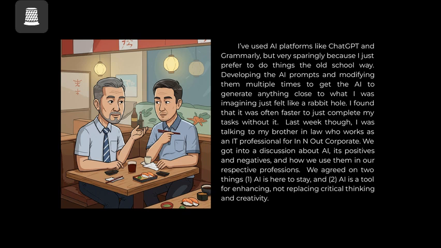Last week, though, I was talking to my brother in law, who works as an IT professional for In N Out Corporate. We got into discussion about AI, its positives and negatives, and how we use them in our respective professions. We agreed on two things. One, AI is here to stay, and two, AI is a tool for enhancing, not replacing, critical thinking and creativity.